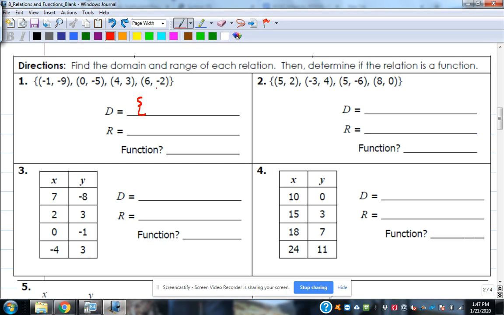This one doesn't have any repeats on the x's, so I'm just going to list them. And I tend to list them in numerical order. That's not a rule that you have to follow. I just do that because it makes my brain not hurt.